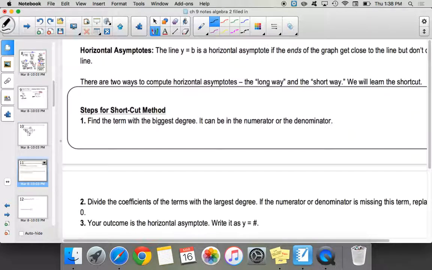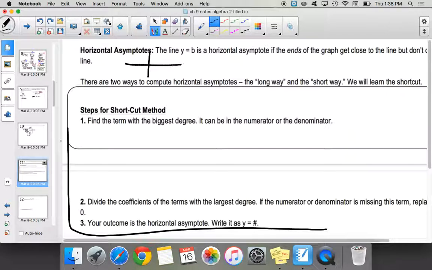All right, so a horizontal asymptote. So for some reason my steps got cut off. This should all be in one big box. It says the line y equals b is a horizontal asymptote if the ends of the graph get close to the line, but they don't cross the line. So for a horizontal asymptote, you can actually cross it, okay, except not on the ends of the graph.